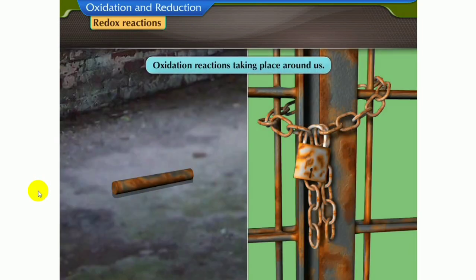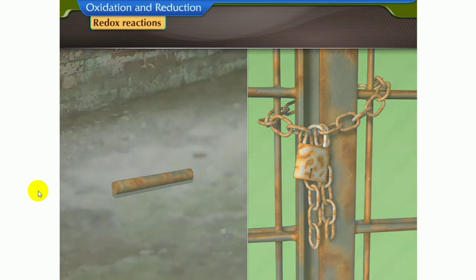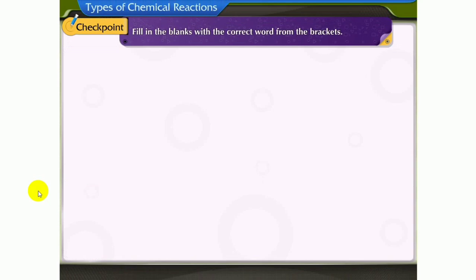We see the effects of several oxidation reactions taking place around us. Let's do a quick check.